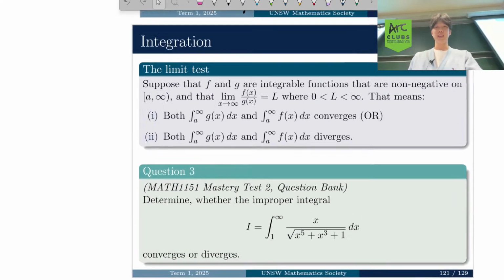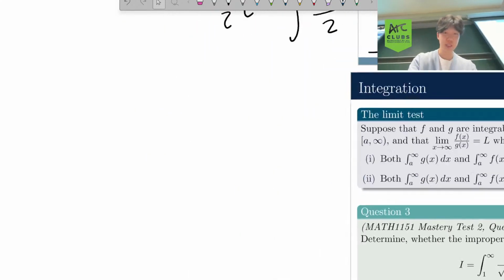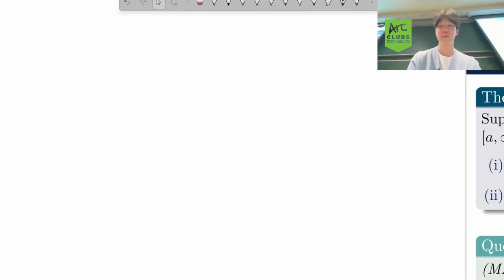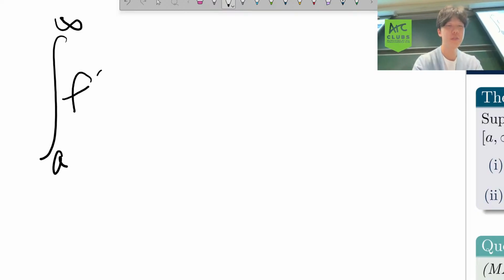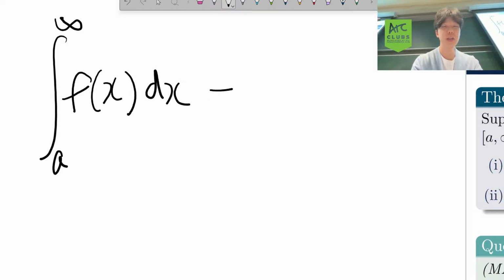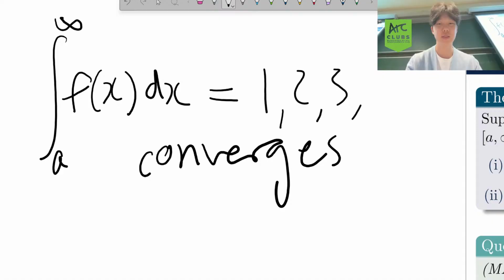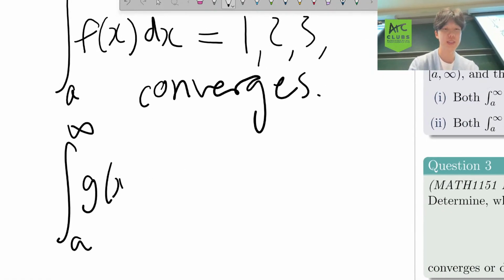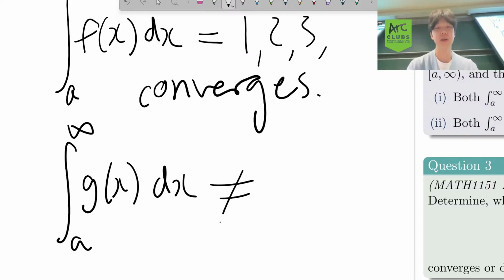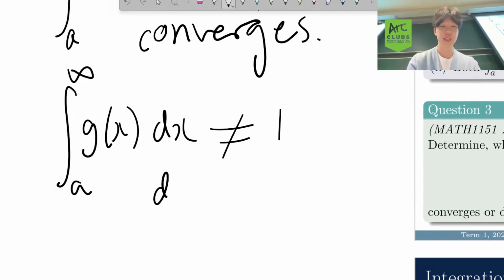Now we're going to be looking at the limit test. So before I get into this, I'm going to quickly just refresh. If I have an integral, let's just say a to infinity, f of x dx, and this becomes some finite number, 1, 2, 3, then I can say this integral converges. However, if I have some integral like this, and it doesn't become a finite number, like 1 or 2, then we say this diverges.